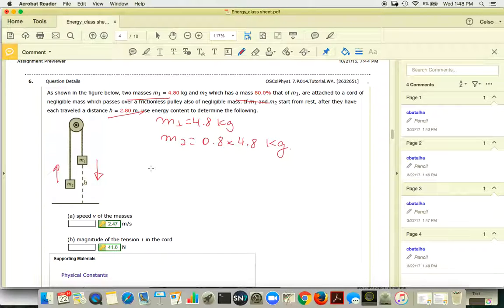So if you use energy content, do your energy table. In your energy table, you have configuration A, which is the initial part, and configuration B, which is the final part. And then you ask which energies are at play in this case.